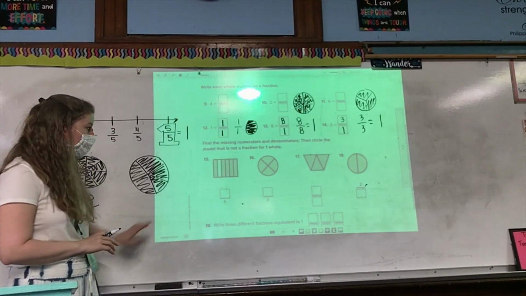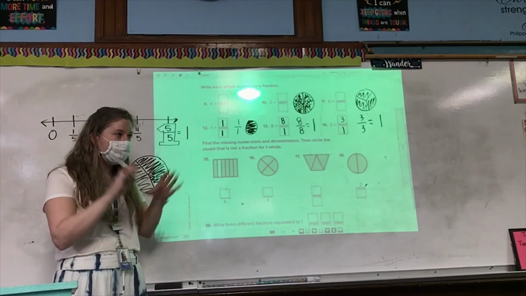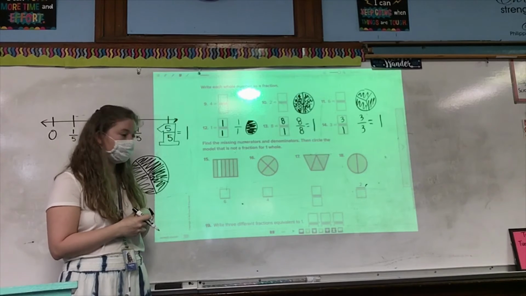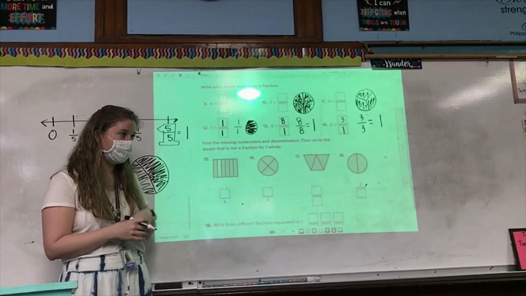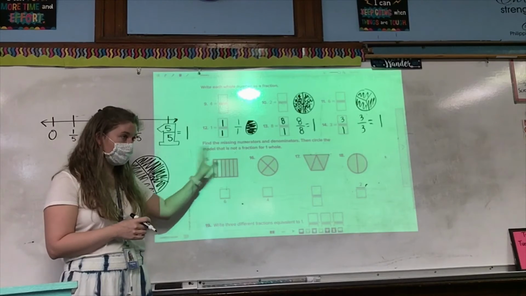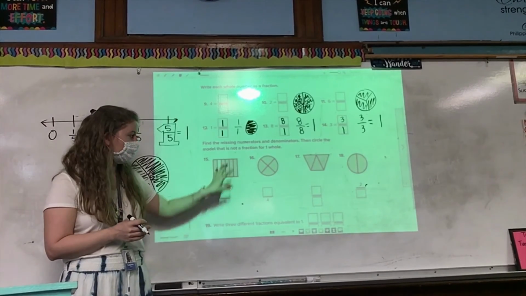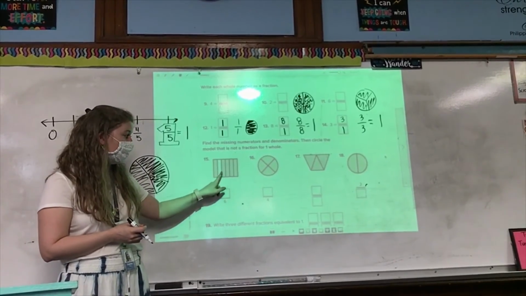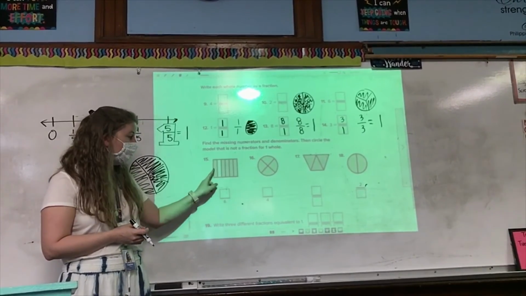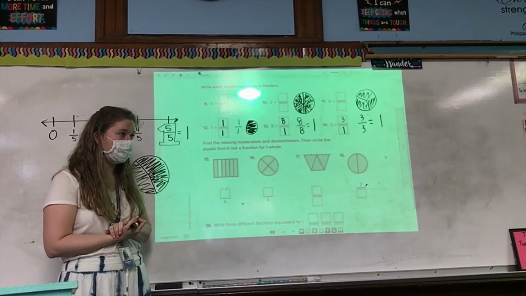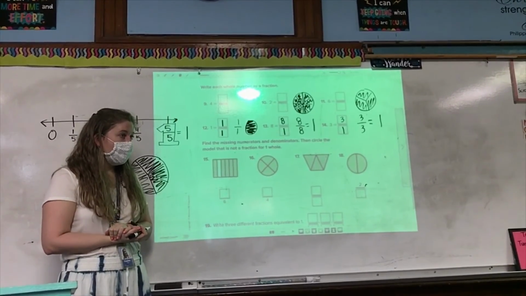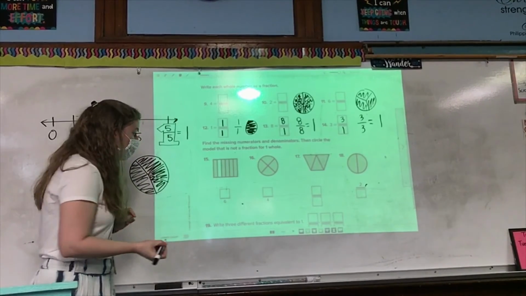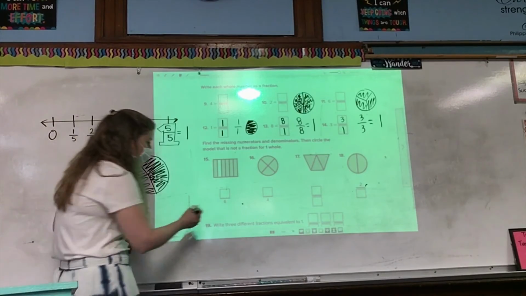Zadie, how many separate shapes with space between them do we have? 0, there's nothing there, it's just a blank spot. How many separate shapes without space do we have here? 1. That means we have to count how many pieces there are. How many pieces is our one rectangle broken into, Zadie? 6. 1, 2, 3, 4, 5, 6. So that means our denominator is 6.